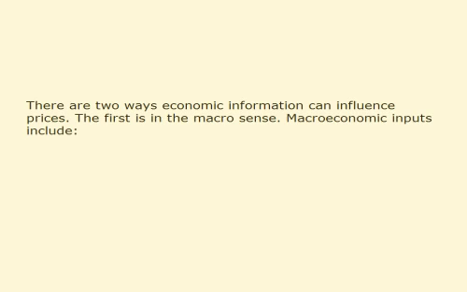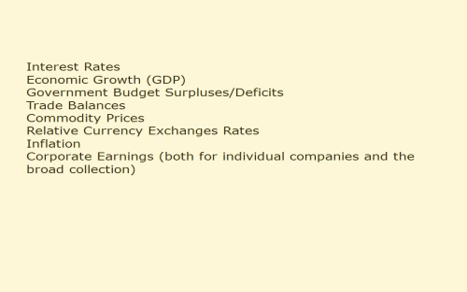There are two ways economic information can influence prices. The first is in the macro sense. Macroeconomic inputs include interest rates, economic growth, GDP, government budget surpluses/deficits, trade balances, commodity prices, relative currency exchange rates, inflation, corporate earnings, both for individual companies and the broad collection.